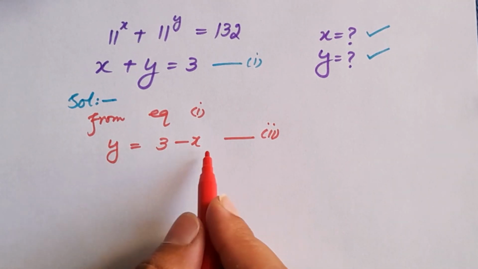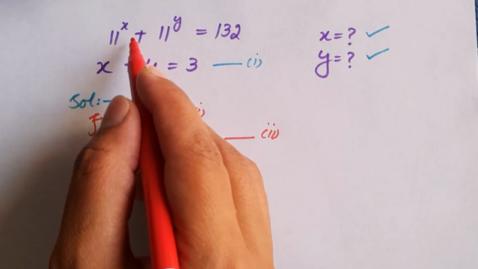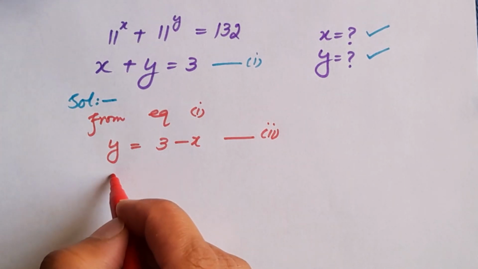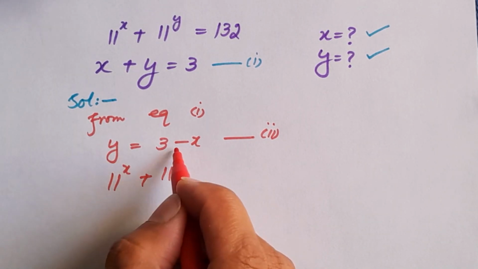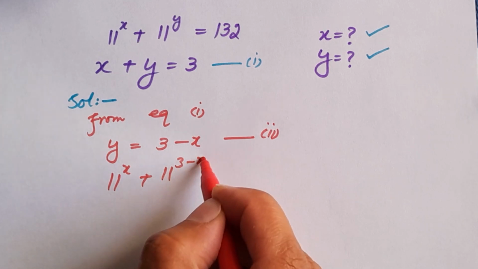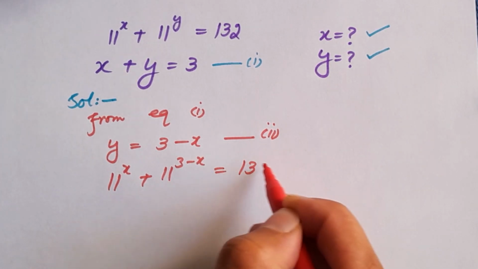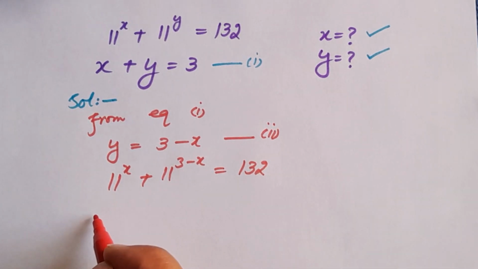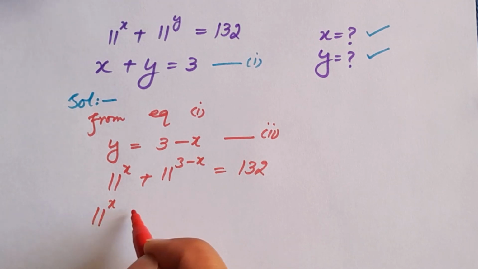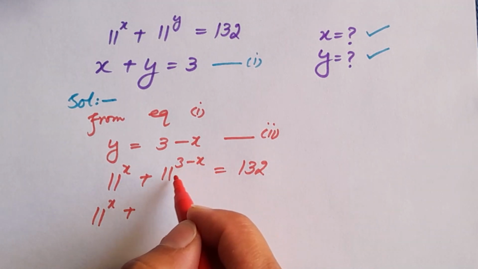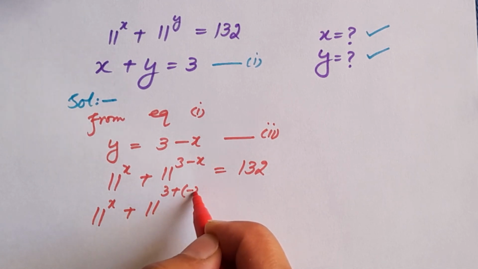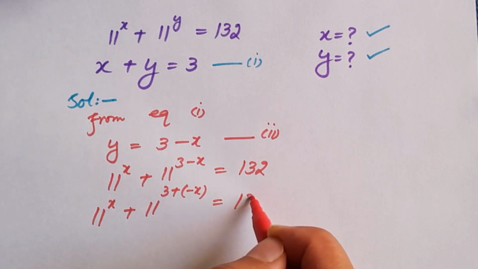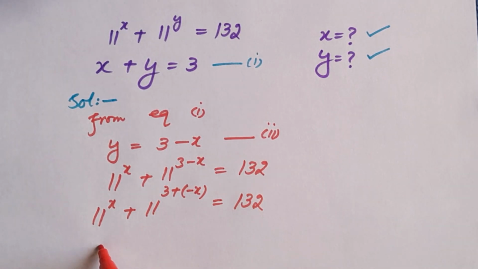We are going to use this equation 2 to put the value of y in this equation. 11 to the power x as it is. 11 to the power y is 3 minus x, is equal to 132. 11 to the power x plus this 11 to the power 3 minus x is the same as 3 plus, in bracket, minus x, is equal to 132.